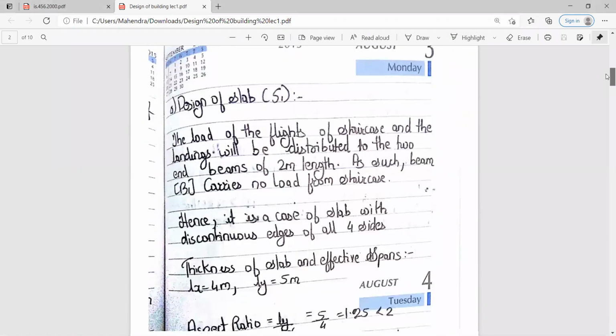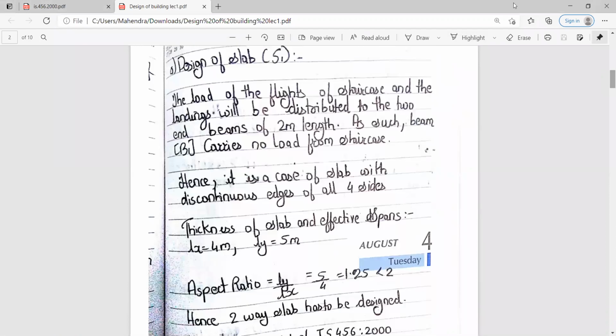Then first of all, we need to do the design for the slab. For the design of the slab, the loads of the flight of the staircase and the landing will be directly distributed to the two ends of the beam. As you have seen in the diagram, just go through the diagram.